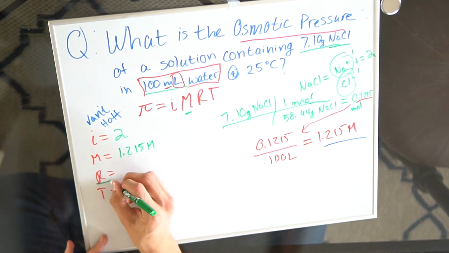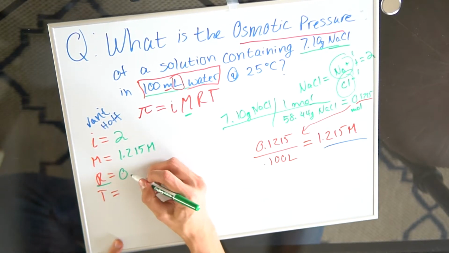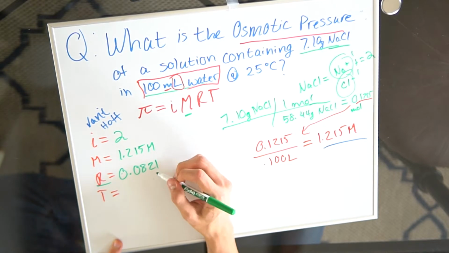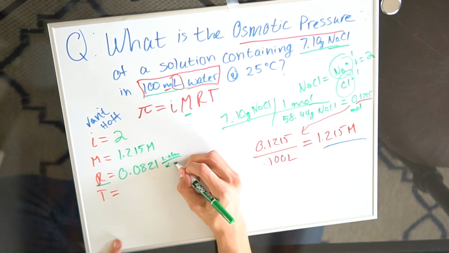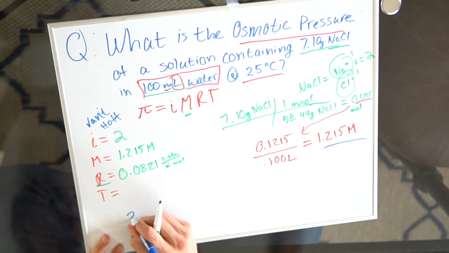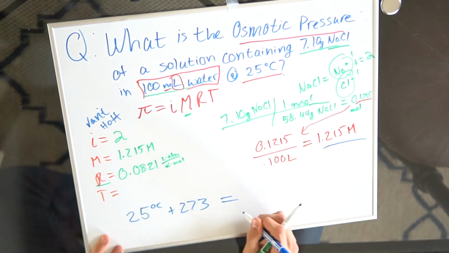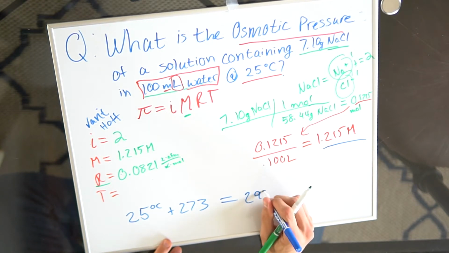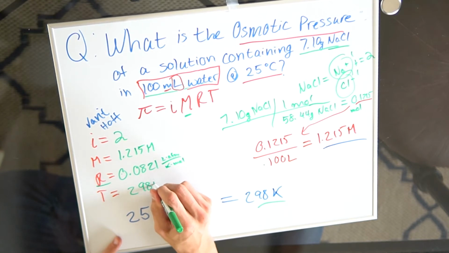All right, now R, this everyone should know is a constant, 0.0821 liters times atmospheres over K times mole. All right, and lastly we need our temperature. It's given to us in Celsius, but we have to convert that into degrees Kelvin. Simple conversion, we have 25 degrees Celsius plus 273. And that is going to give us 298 degrees Kelvin. There's our last value, 298 Kelvin.